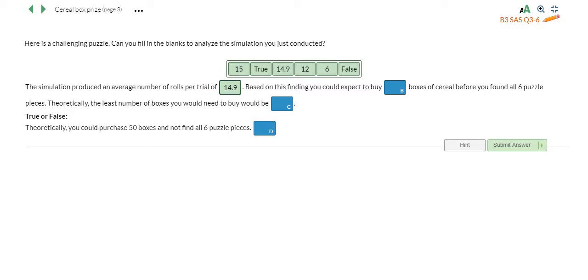Number 4 asks, based on this finding, you could expect to buy blank boxes of cereal before you found all 6 puzzle pieces. So how many boxes should I buy? 15, because it rounds up.